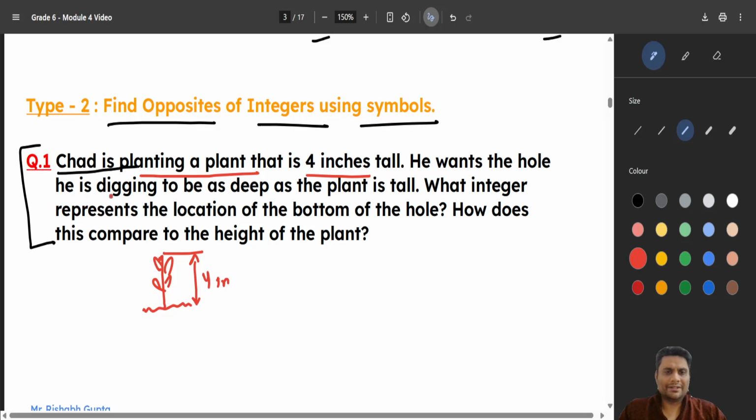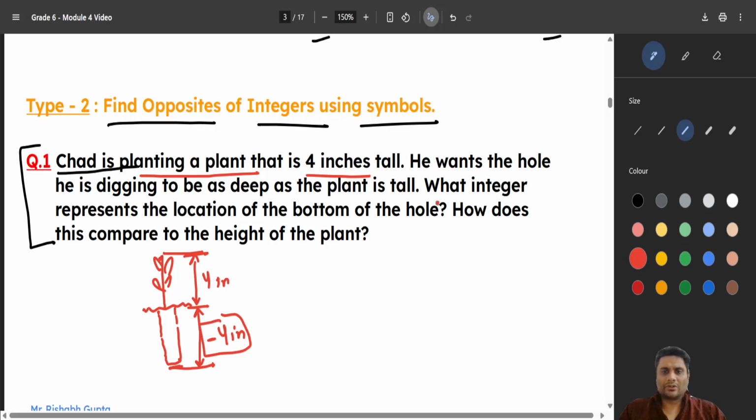He wants the hole he is digging to be as deep as the plant is tall. Now we have to put the plant in the soil, right? For that we have to dig a hole. So he said the depth of the hole should be equal to the height of the plant. It means if it is 4 inches up, then I have to dig a hole 4 inches down. But when I go downward, that means minus. So what will be the location of the deepest point here? This will be minus 4.